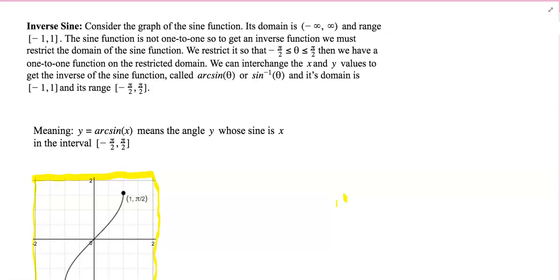We restrict it so that theta, or the angle, is between negative pi/2 to pi/2. Then we have a one-to-one function in the restricted domain. We can interchange the x and y values to get the inverse of the sine function. It's also called arcsine theta as well as sine inverse theta. Its domain is -1 to 1 inclusive, and its range is negative pi/2 to pi/2 inclusive.